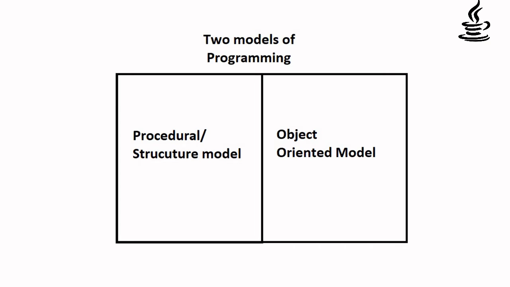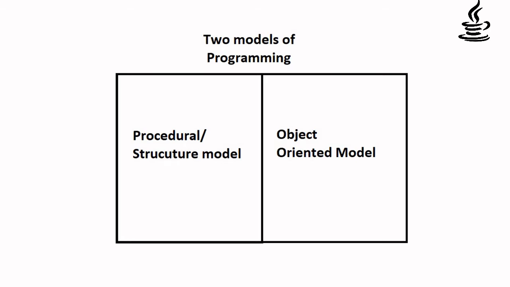The two approaches, or the two models of programming, are the procedural or structure model and the object oriented model. Now the procedural or structure model is the model which we were essentially following till now. If you remember our different sessions, we were giving a different sequence of instructions to our compiler and it was executing them one by one.